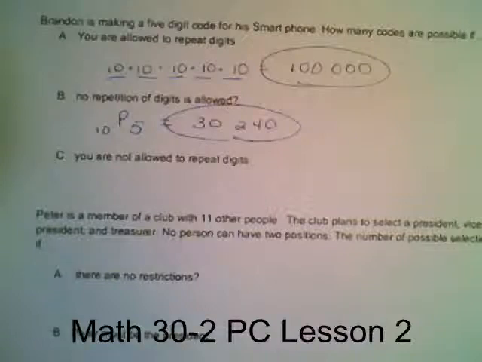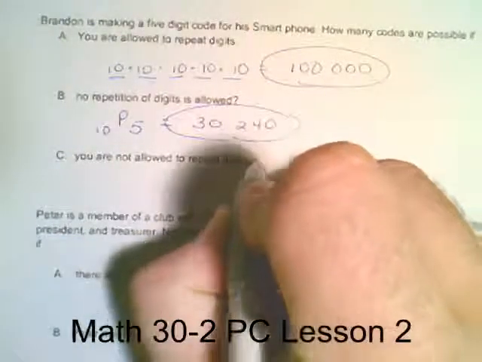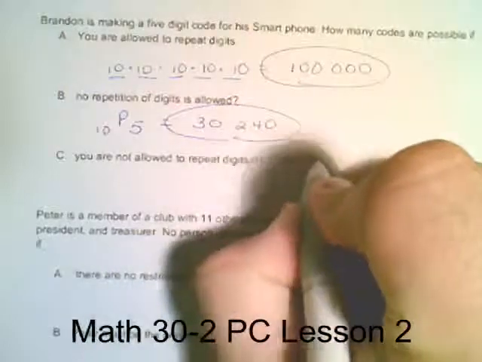And this works with what we expect and what we think about, that as we get more and more restrictive, we have fewer and fewer options. Okay?